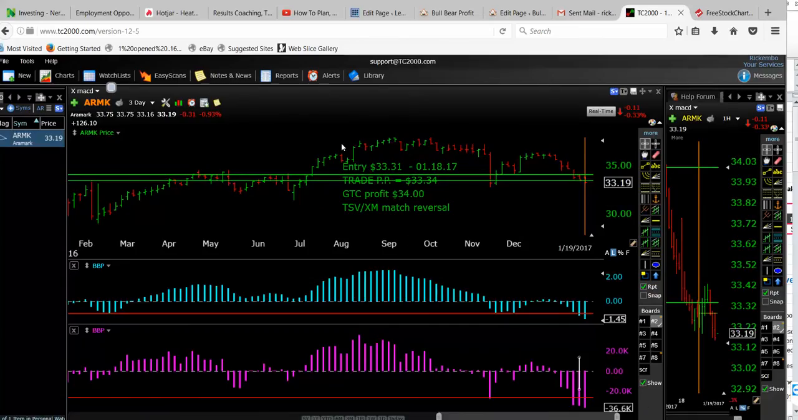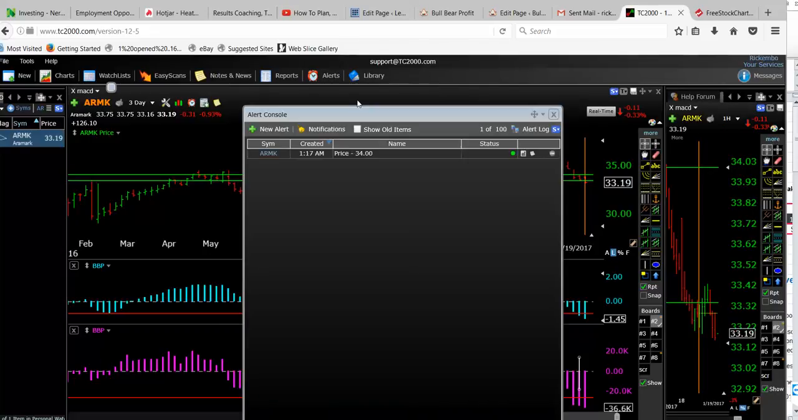I didn't talk about alerts. This will be the last thing we're covering today, is alerts. So open my alert console, and this is an alert I created. Okay, when ARMK hits $34, I get sent a text message on my cell phone, and it alerts me that $34 hits, and that means I've made my profit target. So it's kind of cool.